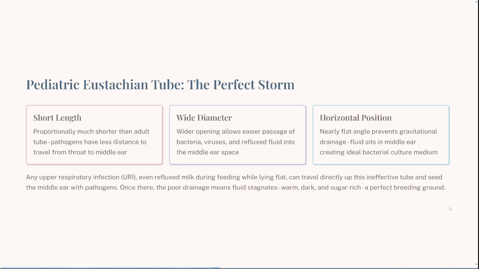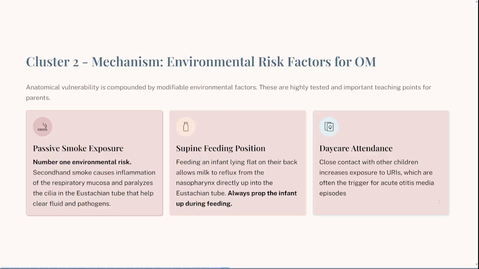What are the big ones we need to teach parents about? Oh yeah, these are highly tested. The number 1 is passive smoke exposure. Secondhand smoke causes inflammation and paralyzes the little cilia in the tubes that are supposed to help clear fluid. And the feeding position you mentioned. Absolutely. Don't feed an infant lying flat on their back. That supine position is just asking for reflux right up into the eustachian tube. Propping them up is key.